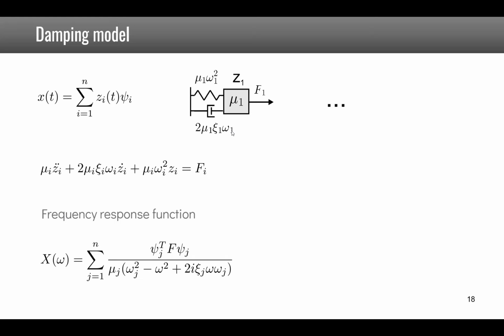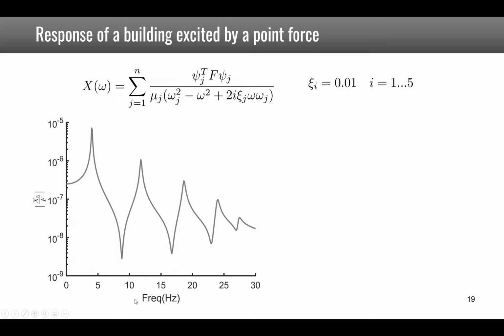Once you solve this equation in the harmonic domain, so you assume that the force is harmonic and so is the response, then you recombine with this equation and you get x in the frequency domain, which is the sum over the n modes of these expressions. So as an example, this is the response at the top of the building when it's excited at the top of the building as well. We have taken a damping coefficient of 1% and 5 modes, which result in the 5 peaks that you see here in the response.